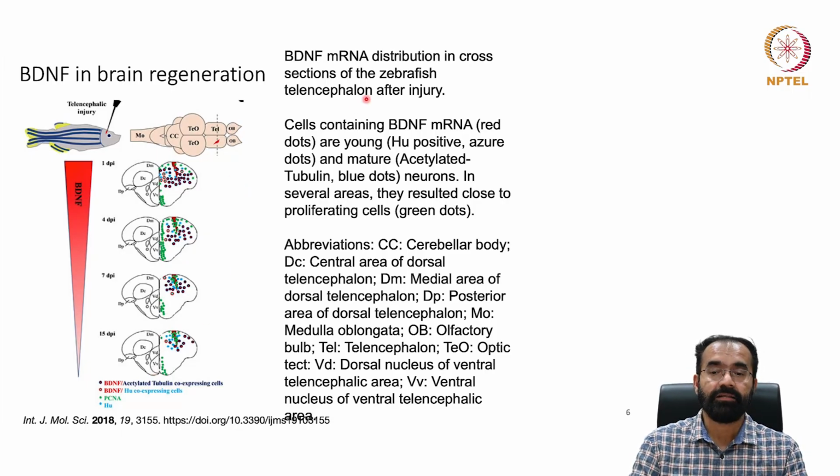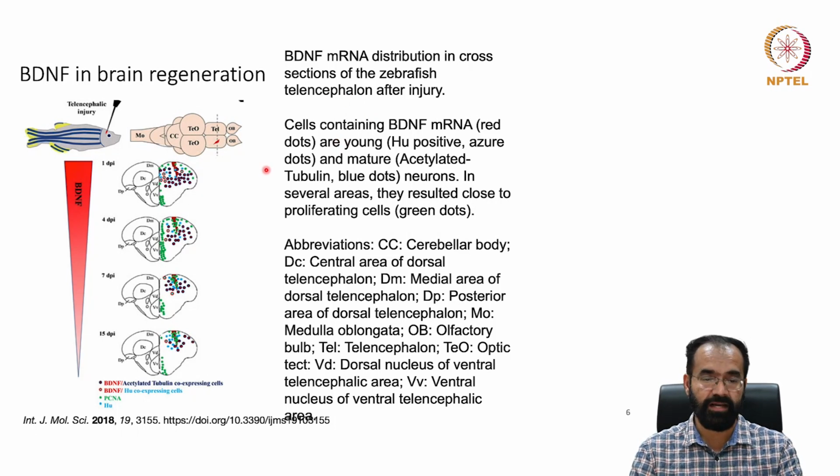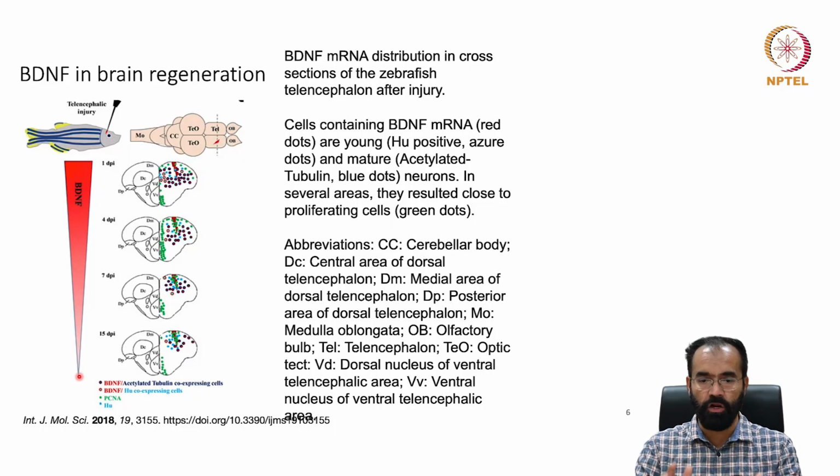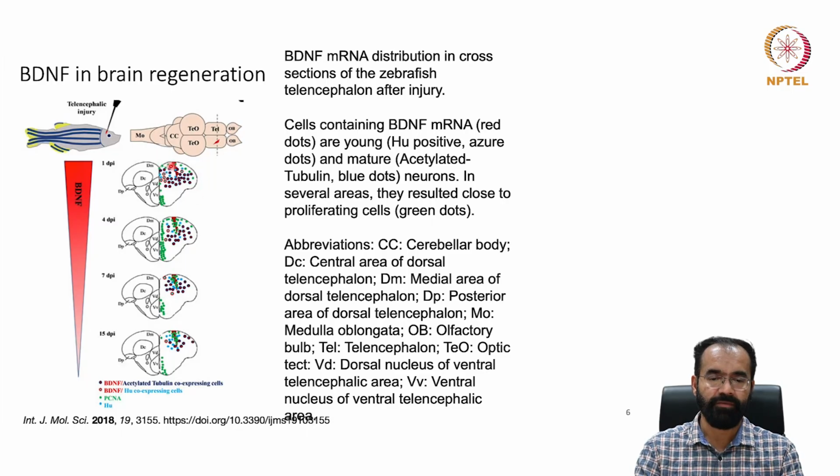And the interesting thing is BDNF mRNA distribution in cross sections can be done at various times post injury. So you can see the width of BDNF is highest here, and by around 15 days it has become narrow. So this means the spread of expression starts with a lot, as you can see here, plenty, because this is an injured area. There is plenty of BDNF expression, and it becomes less, and by 15 days it becomes very much restricted very close to the injury spot. So this is BDNF mRNA distribution in cross sections of zebrafish telencephalon after injury.